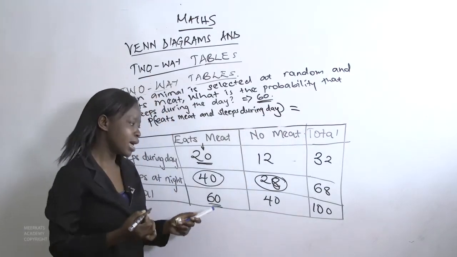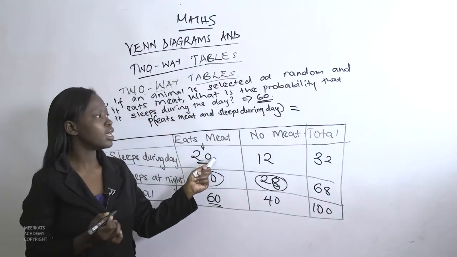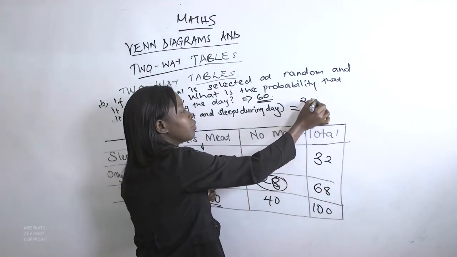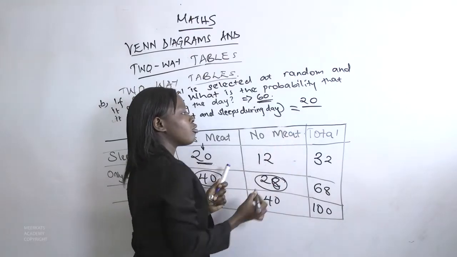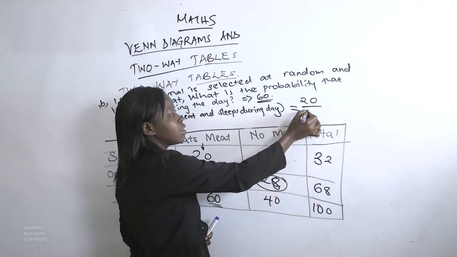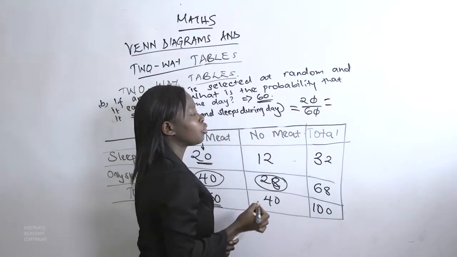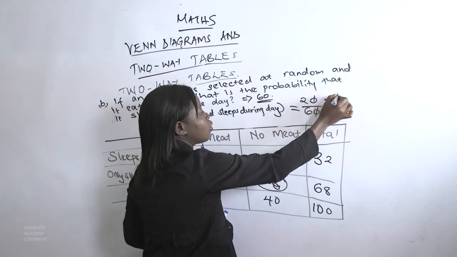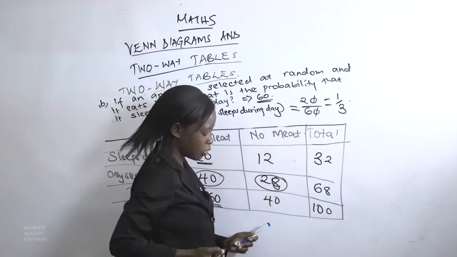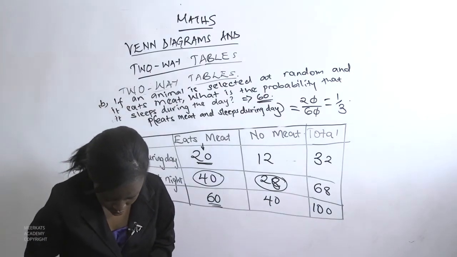will be given by the animals that eat meat and sleep during the day, which are 20, over the total of the animals that eat meat in that given zoo, which is 60. So we find that 0 and 0 cancel out. 2 over 6, if we simplify, we get 1 over 3 as the probability for that given question.